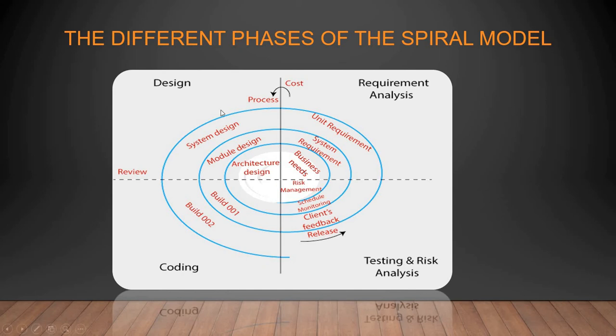Next, after getting the requirements, what we'll do? We'll design the product. In the stage of a spiral model is designed where we will plan the logical design, architectural design, flow charts, decision trees, and so on. Next, after designing, we will move to our next step, which is the coding stage.